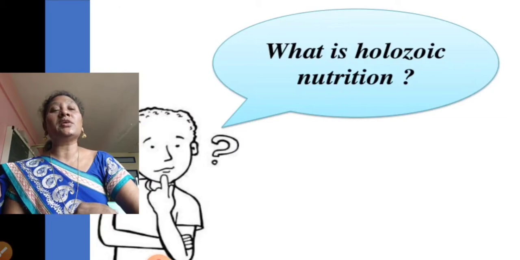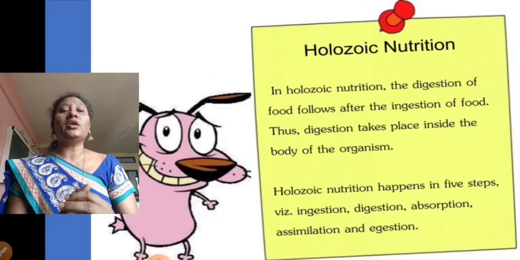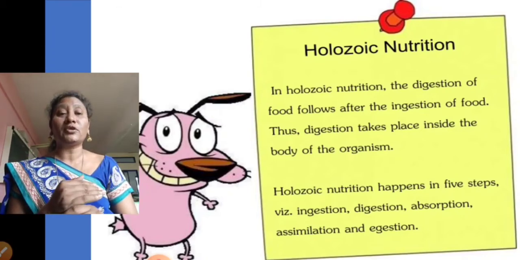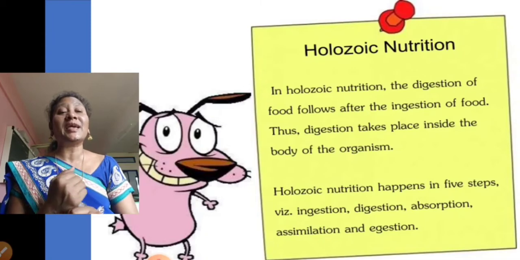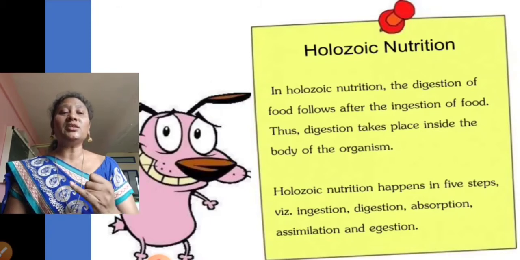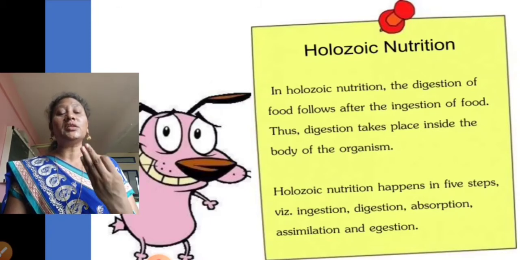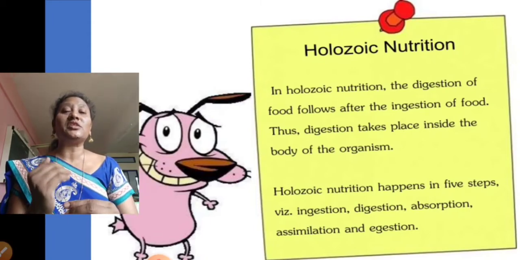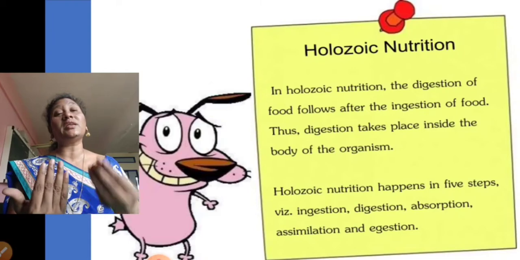Now the second one is holozoic nutrition. What is holozoic nutrition? In holozoic nutrition, the digestion of food follows after ingestion of food. Thus digestion takes place inside the body of an organism. Holozoic nutrition happens in five steps: ingestion, digestion, absorption, assimilation and egestion. Generally, in saprophytic nutrition, we see that first digestion is over, then ingestion will take place.